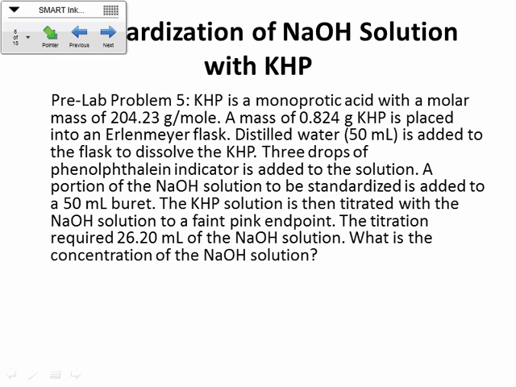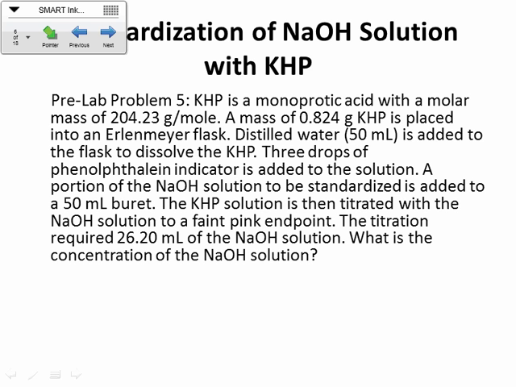It's a monoprotic acid. That just means it only gives away one hydrogen in solution. And it has a molar mass of 204.23 grams per mole. Okay, so let's say that we use a mass of 0.824 grams of KHP, put it into an Erlenmeyer flask. Just hypothetically, not that you have to do that in your procedure or anything, because this is just a pre-lab question.